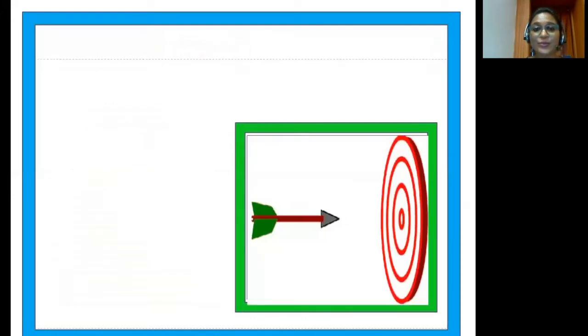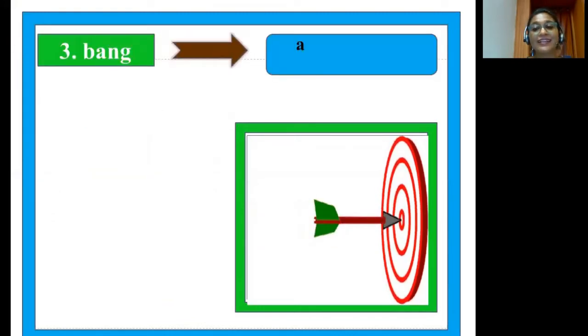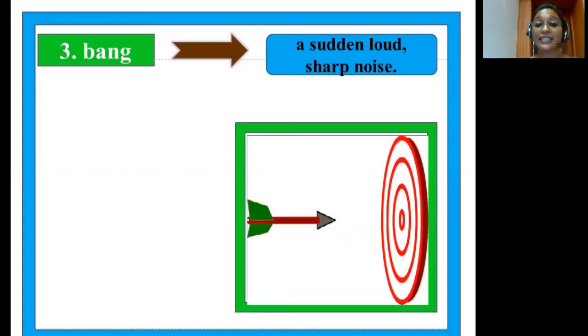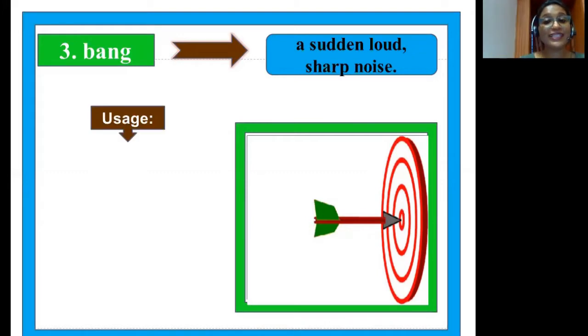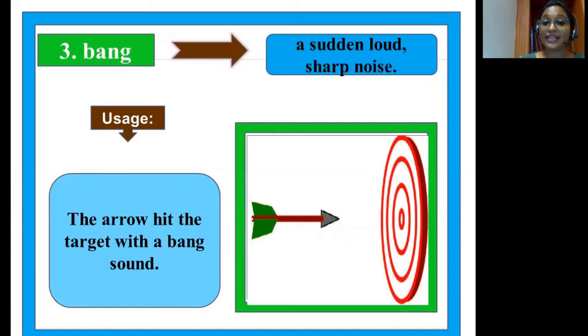Our next new word is bang, and it means a sudden, loud, sharp noise. In the video that is given here, you will find an arrow hitting the target with a bang sound. So the word bang means a sudden, loud, sharp noise. Okay? Using this word, I have framed the sentence, the arrow hit the target with a bang sound.